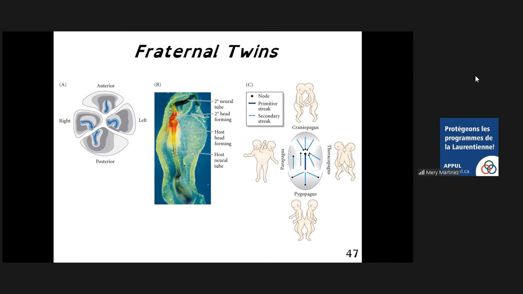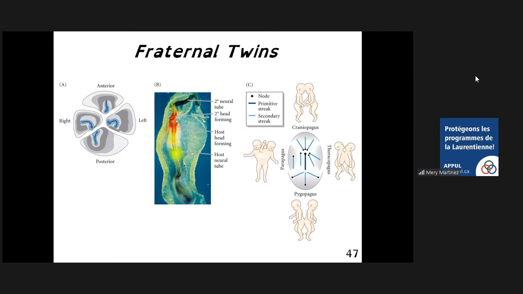In figure A over here, this is a chicken. In the chicken, for instance, we have the blastodisc, and the epiblast is divided in 4 parts. Each part will form a primitive streak, and then we're going to have 4 individuals.